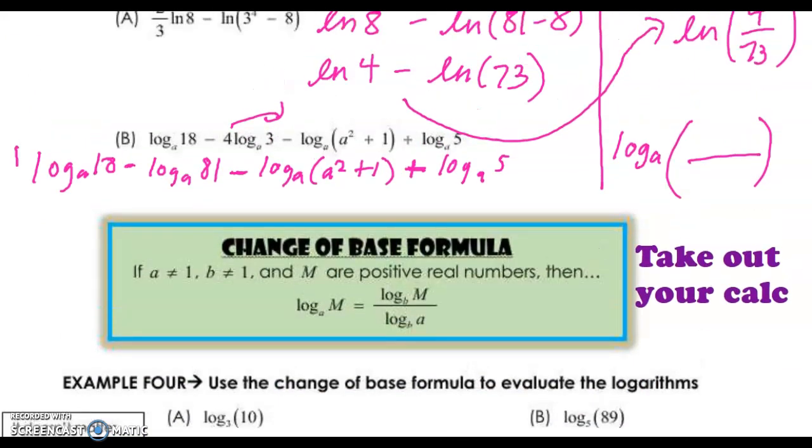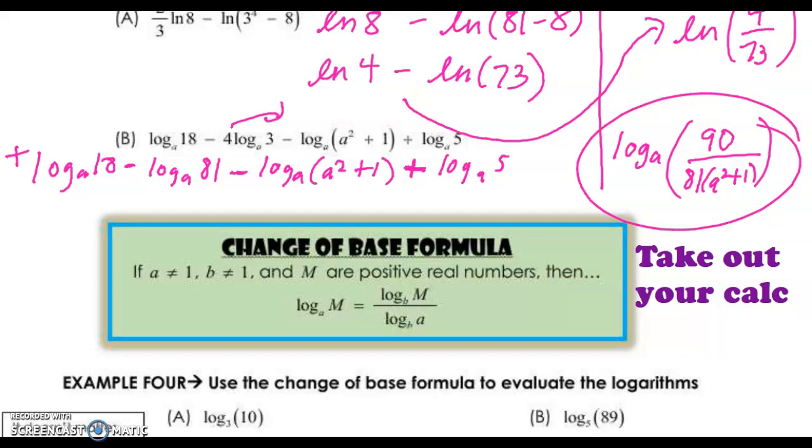This first term is addition, and this last term is addition. So I can rewrite those and put them in order, but you'll see that those are both going to be multiplied. So that's going to be the log base A of 18 times 5, which is 90. So that's just 90 over, and then everything we're subtracting, that's an 81, and then A squared plus 1. That's it. Done. That is condensed as much as possible.